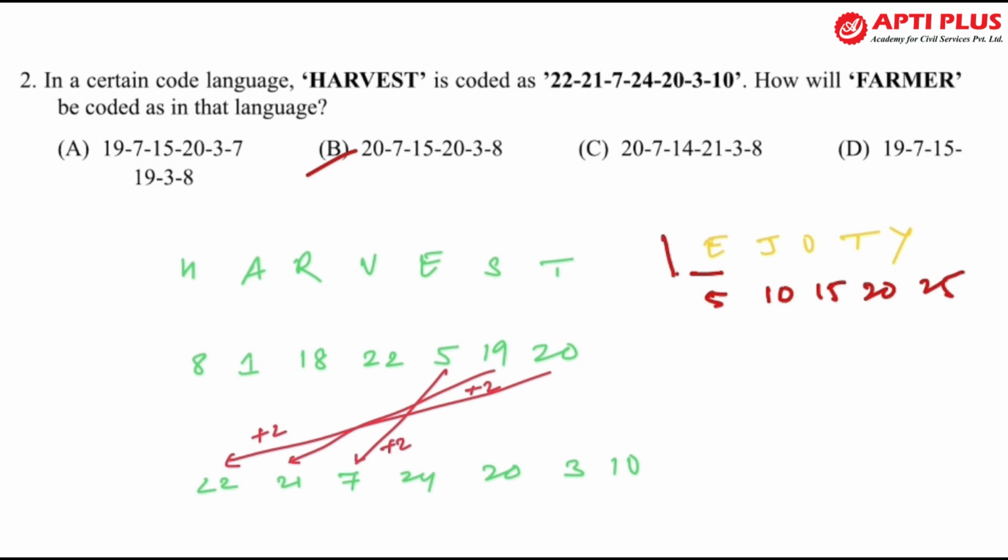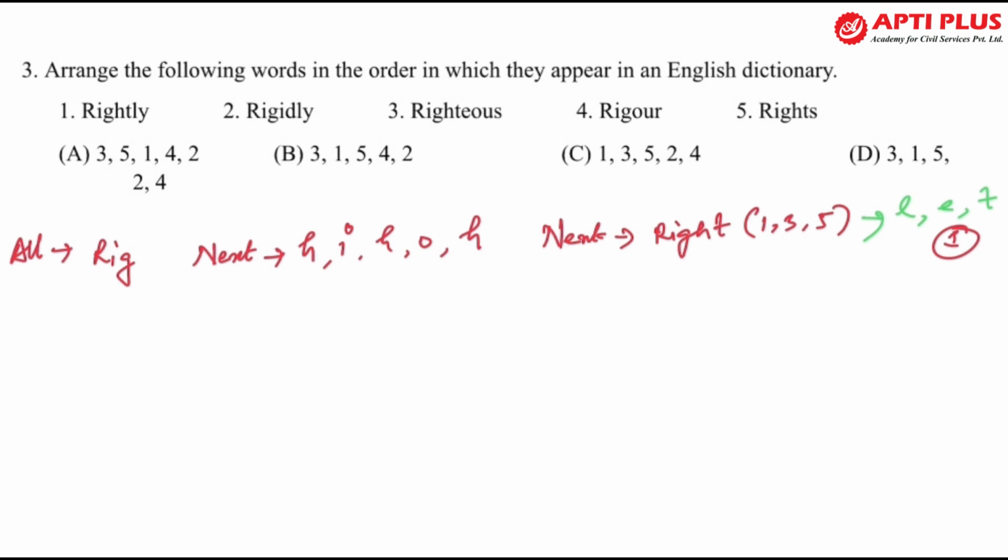So EJOT is the way that you can remember the important numbers. Now moving on to the next important question. The next important question is: arrange the following words in the order in which they appear in the English dictionary. So how these words appear in the English dictionary is what you need to know. Firstly, you will find that all the words have RIG.